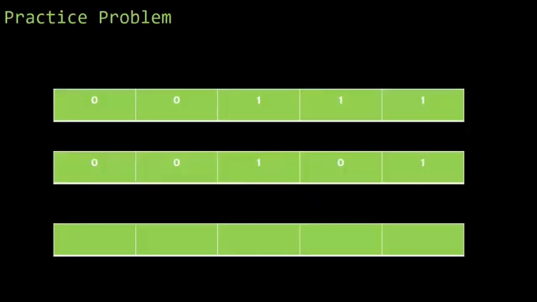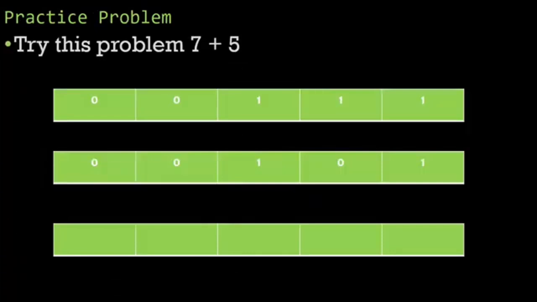Alright, so let's jump into it. So we have this practice problem, 7 plus 5. It's already been written into binary for us. So what we're going to do is run through these columns, and we're going to reference back to the rules. So I have 1 plus 1. That means we're going to have a 0, and I'm simply going to carry the 1.